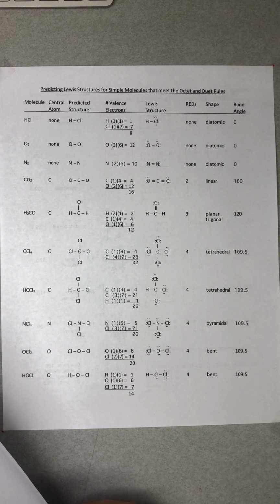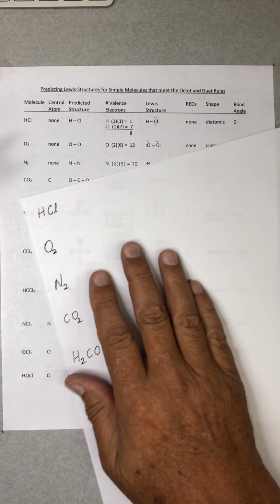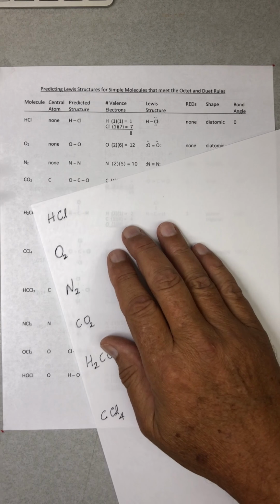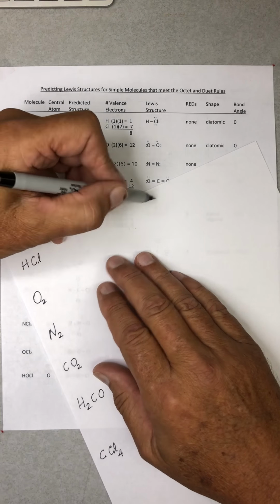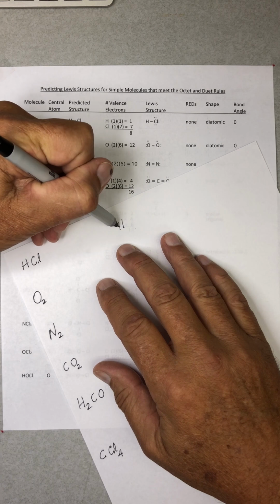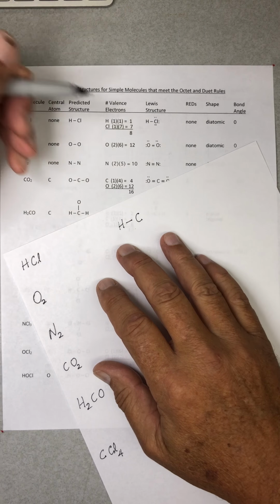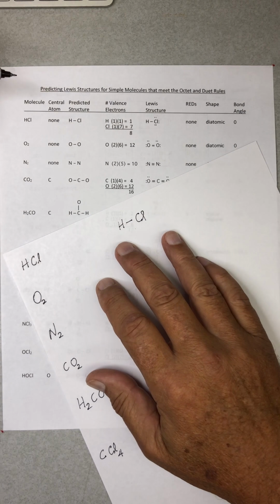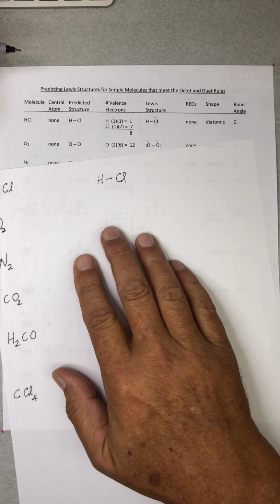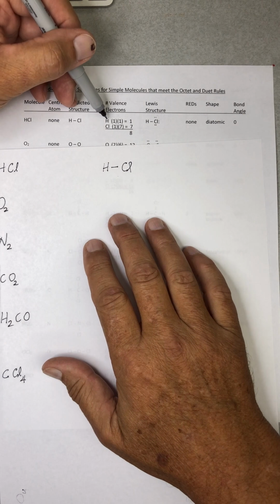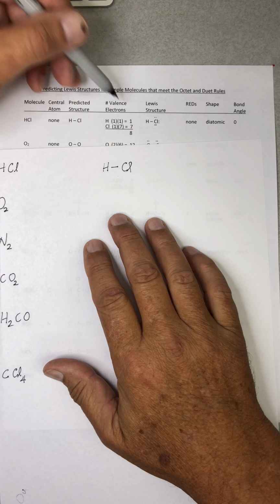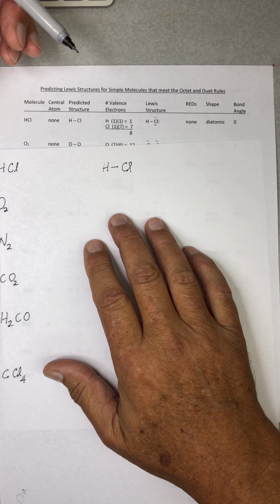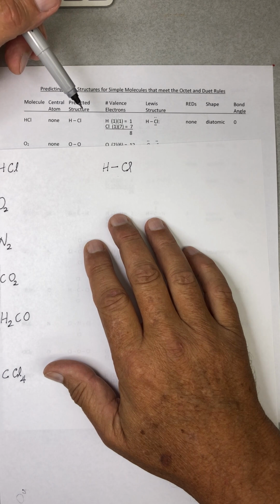Hydrochloric acid or hydrogen chloride. So, to do this Lewis dot structure, I see there is no central atom. So, I just line them up and notice that they're going to be covalently bonded because they're both nonmetals. And I count up the number of valence electrons. So for hydrogen, there's 1 in group 1. For chlorine, there's 7 in group 7, so a total of 8. So I have 8 valence electrons to try to make every atom happy.